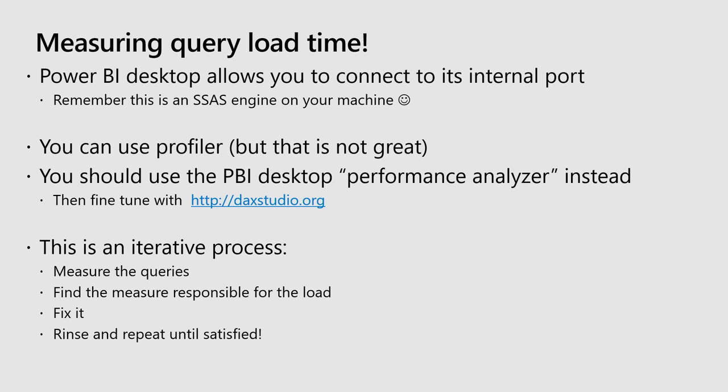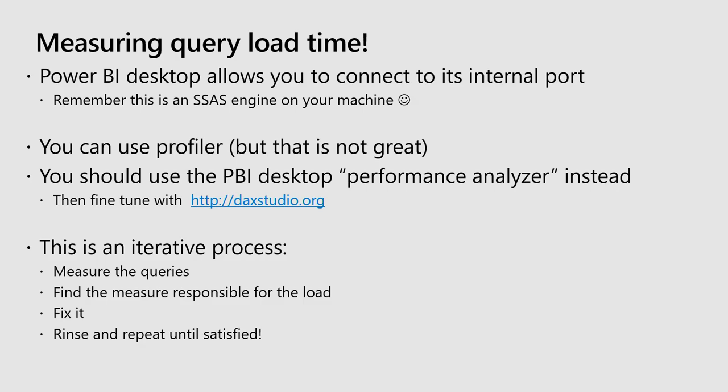First of all, Power BI Desktop allows you to connect to an internal port. There's an Analysis Services engine running on your machine. You used to need this and could use Profiler to do it, but we just released Power BI Desktop's Performance Analyzer, which I'll show you in a second. This allows you to see how long queries take and where the time is spent in your report. Then you can fine-tune using DAX Studio, which I'll also show you. But it's an iterative process. You can probably spend all your life optimizing one report because you can go on and on; at one point it's just good enough. So measure queries, find the measures responsible for the load, fix them, rinse and repeat until you're satisfied.